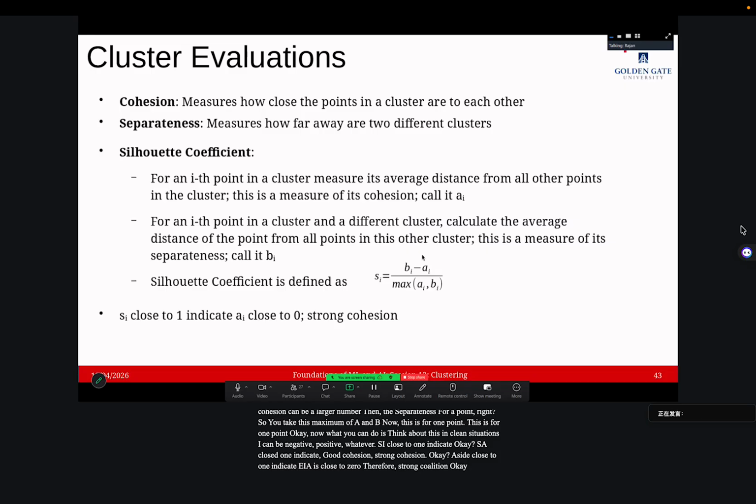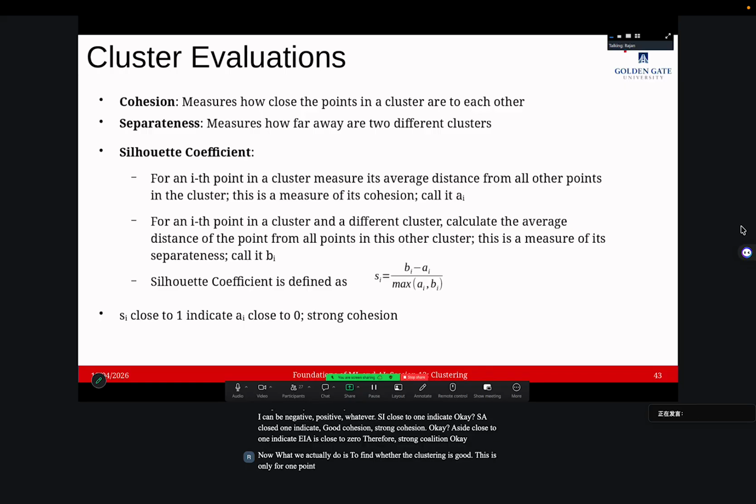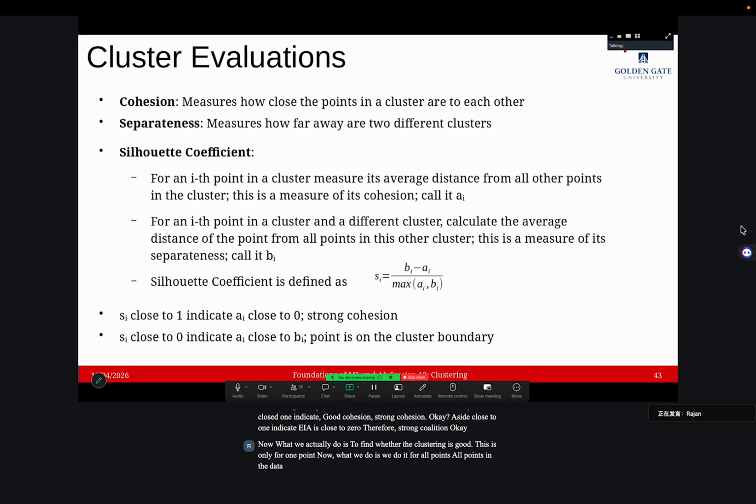Now, what we actually do to find whether the clustering is good: this is only for one point. So what we do is we do it for all points in the data. You do it for all points in the data, then find the average.